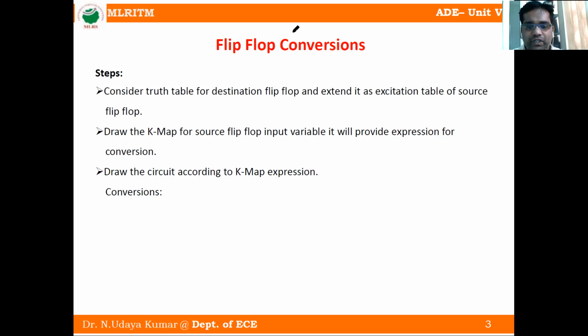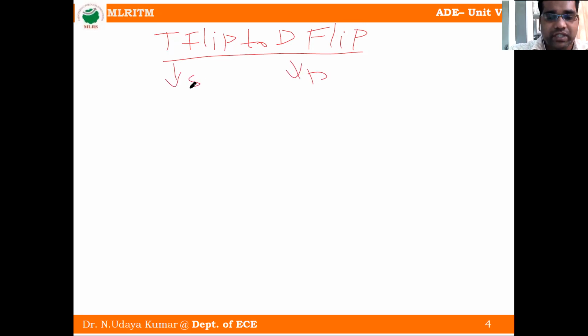Now we will see T flip-flop to D flip-flop. That means D is the destination flip-flop here, and T is the source flip-flop here. So what is the first step?